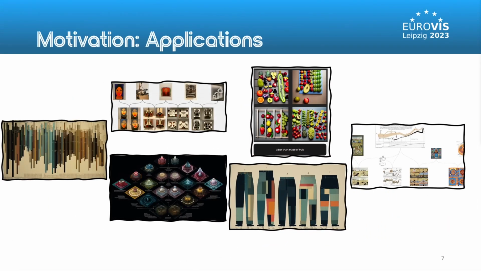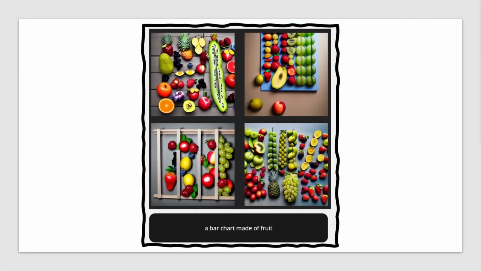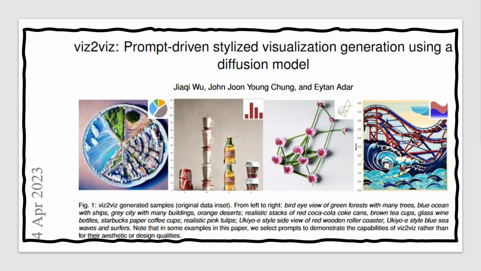When we conceived this paper, a long time, eight months ago, we were concerned mainly with text-to-image or image-to-image technologies and applications, because we thought these are the ones closer to visualization. For instance, asking Stable Diffusion to generate a bar chart made of fruit. At the time it was, and to a certain degree it still is, a challenge to actually put information into the visualization, to constrain it to the data. However, a few months after writing our paper, this work came out, Vis-to-Vis, prompt-driven stylized visualization generation using a diffusion model, and it tackled this challenge.